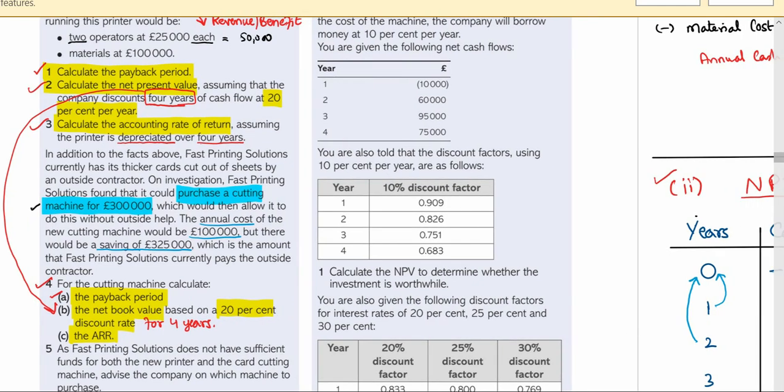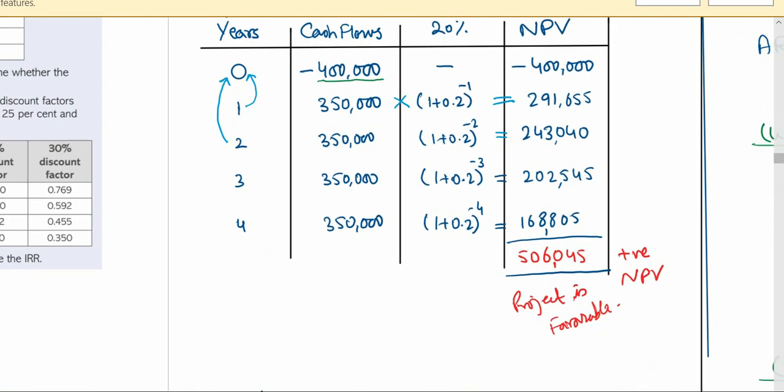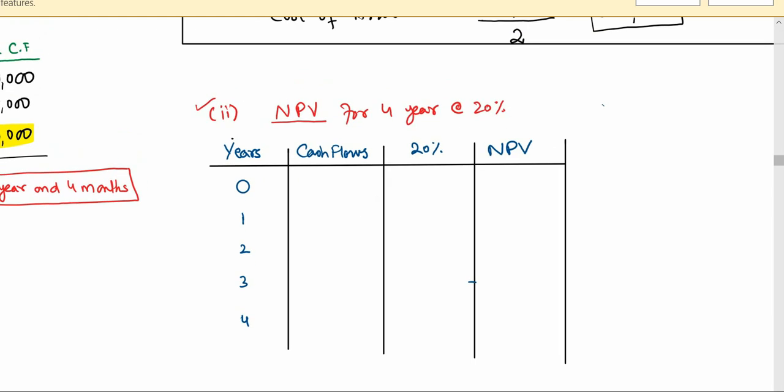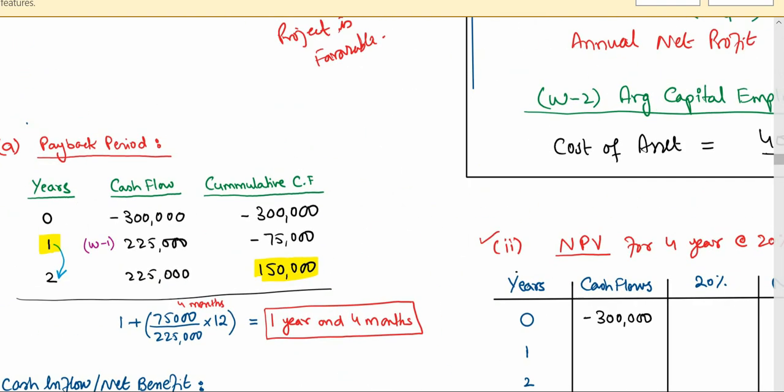Okay, although it should be written over there that you have to calculate the net present value for 4 years, because there is no information given in the question, we just assume this as per the previous data. So we are going to calculate the net present value for the 4 years. So what is the cash outflow? As per question number 4, the cash outflow is 300,000. Inflow is 225,000.